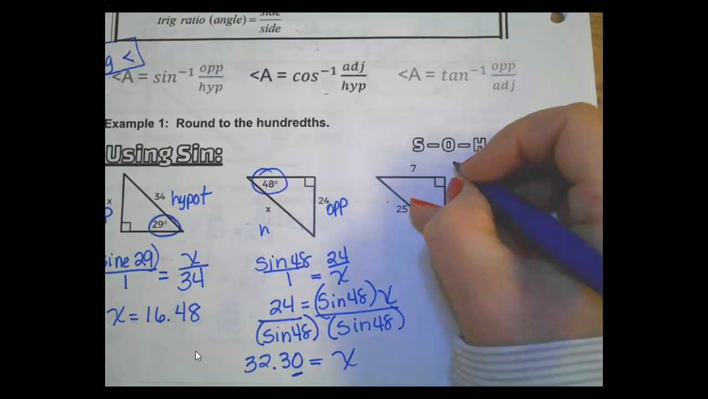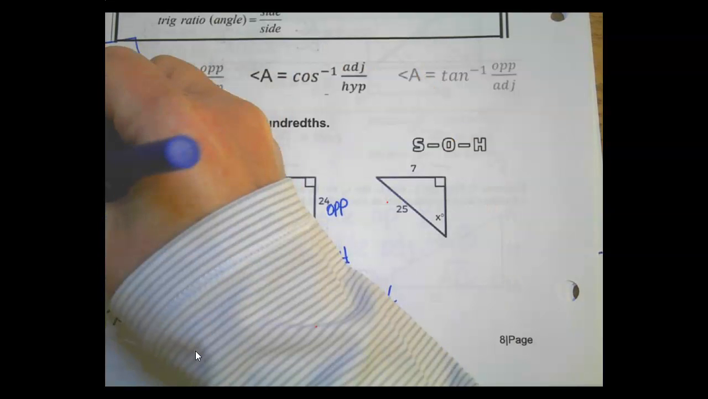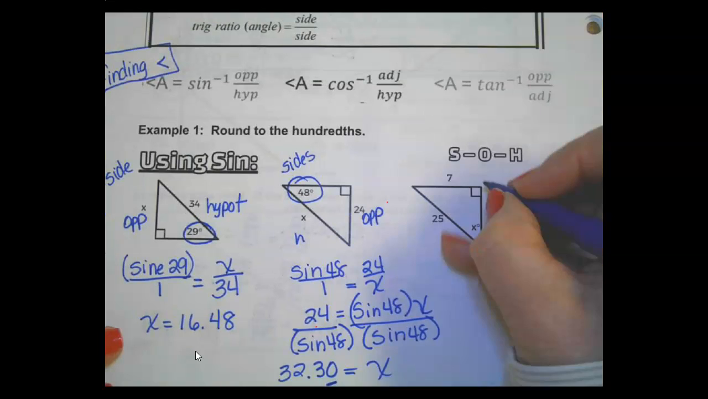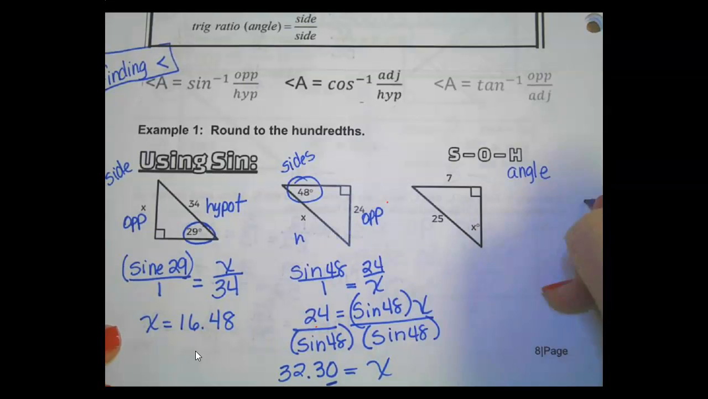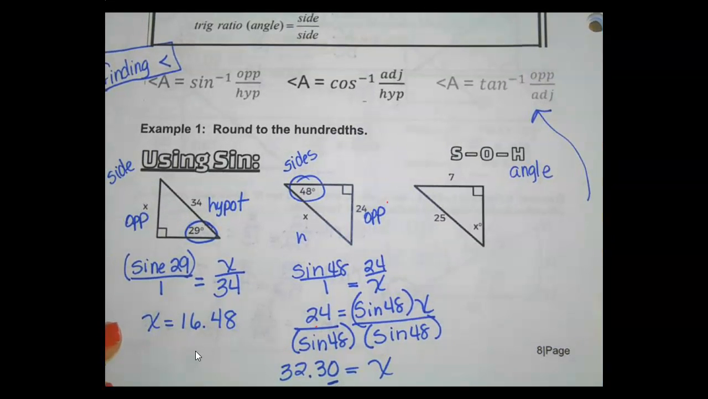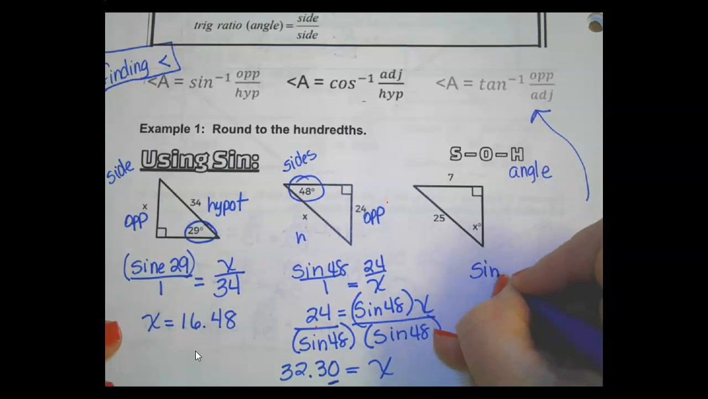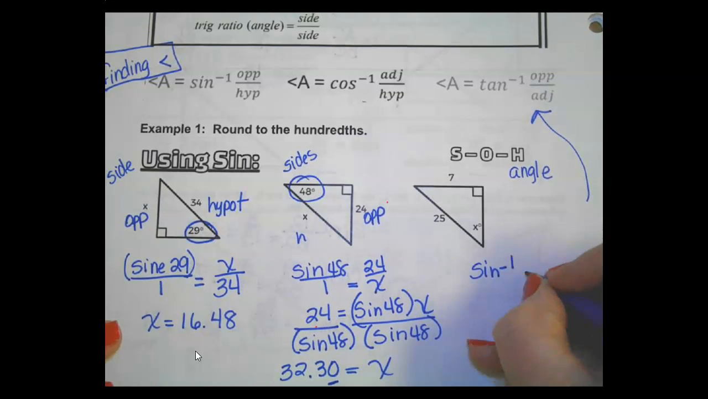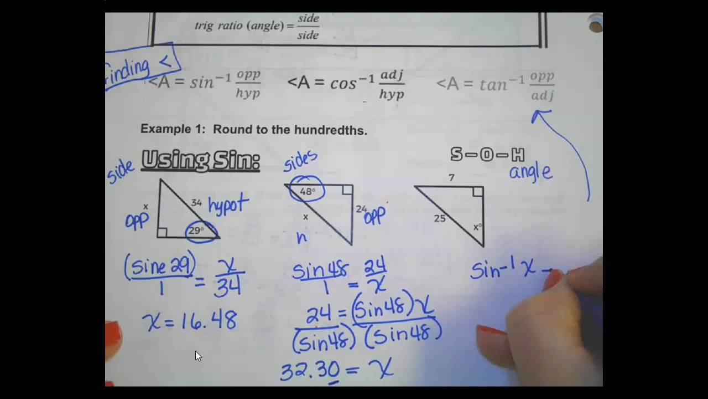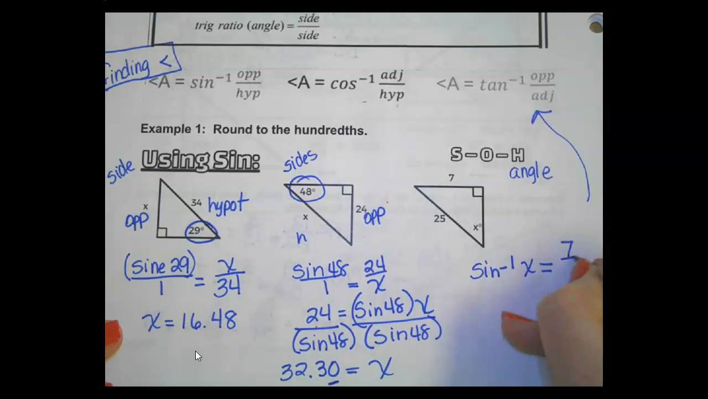Different. This one we were finding sides. Here we're finding the angle. So when you're finding the angle, you're going to use these up here. So we're going to use the sine inverse, okay, of x is equal to, so again, opposite over hypotenuse, 7 over 25.